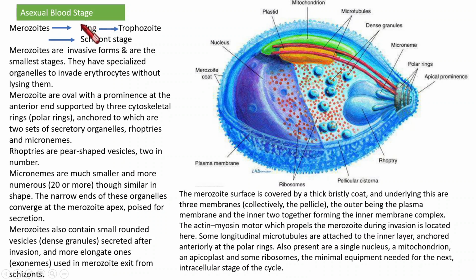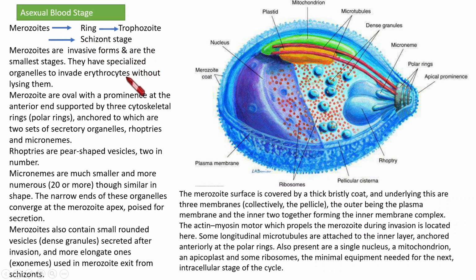For that, first we need to learn one more thing. What are the features of a merozoite? Its picture is shown here. Inside the RBC, it undergoes many changes, and those changes are shown here. The merozoite first changes to a ring form, then a trophozoite form, and later a schizont stage. All these things we will learn in the following slides.